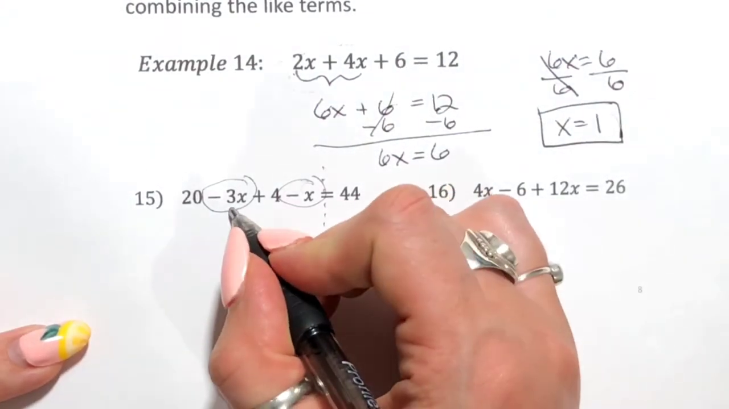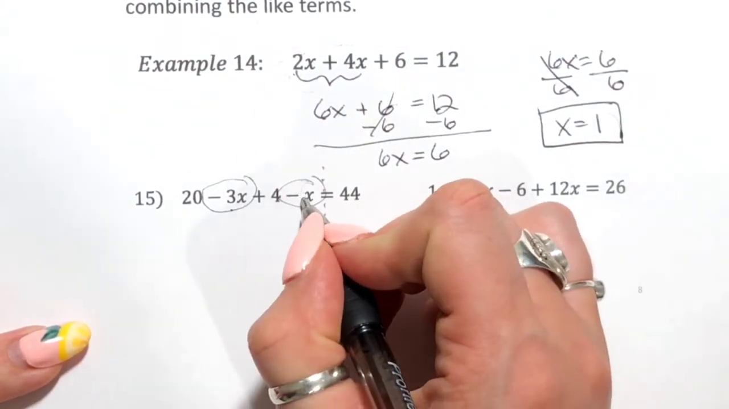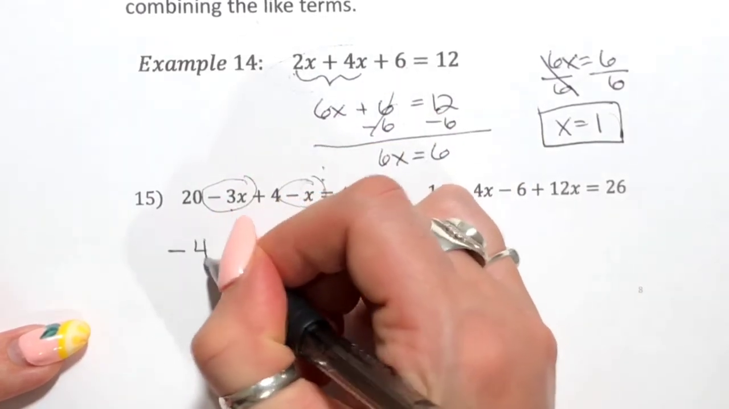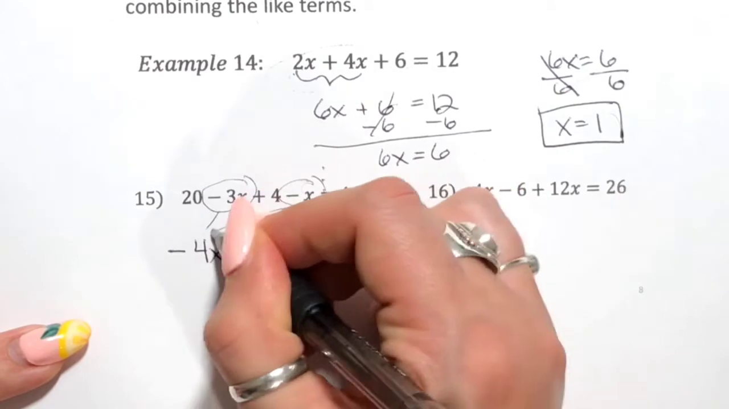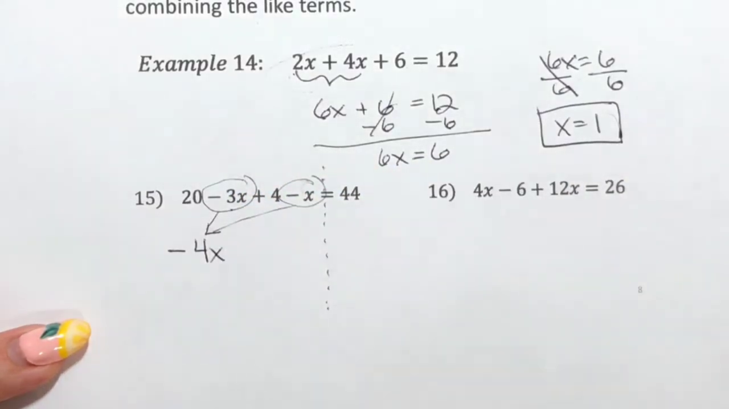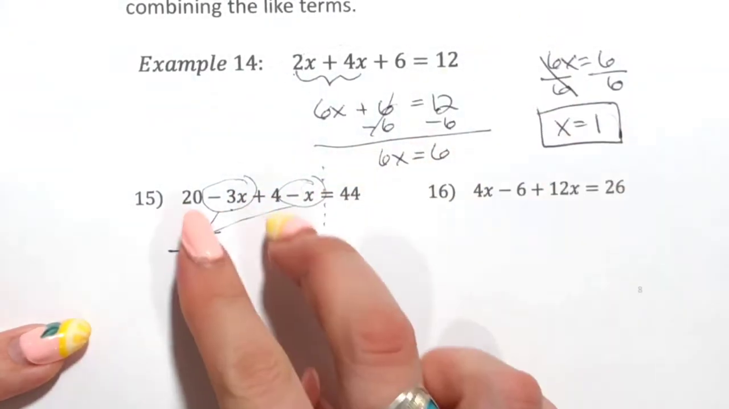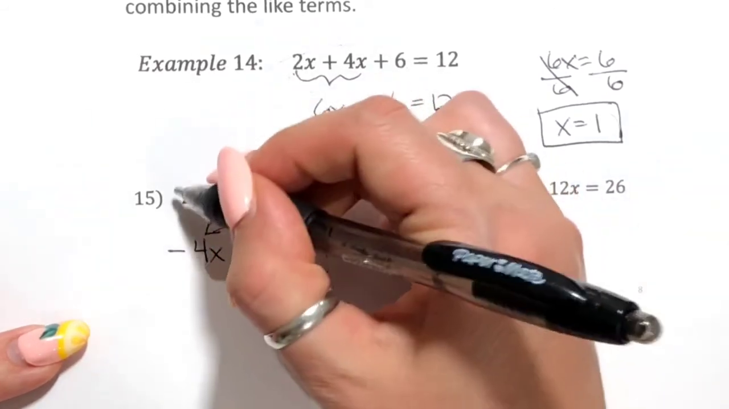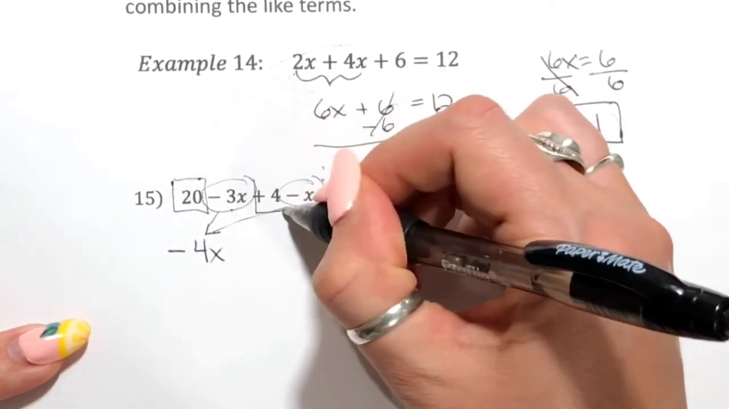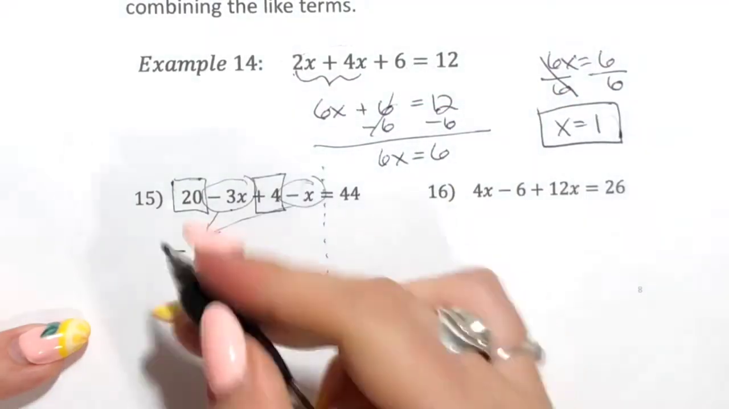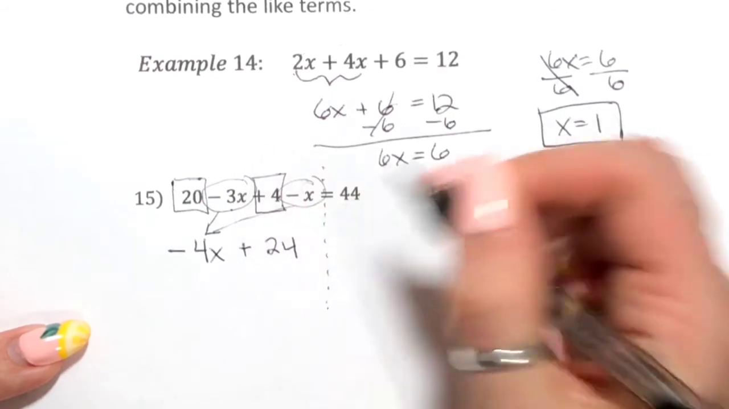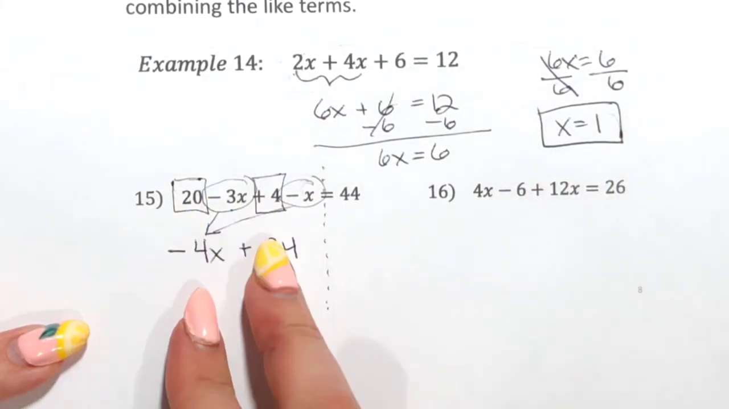So if I have a negative 3x and then I'm subtracting one more x, it's going to get more negative and we're going to be left with a negative 4x. So both of these together, they make a negative 4x. But then we also have 2 different numbers on the same side. So I can also just go straight into combining those as well. So if I have 20 and a 4, that's going to combine to be 24. And we're just all on one side of the equal sign.